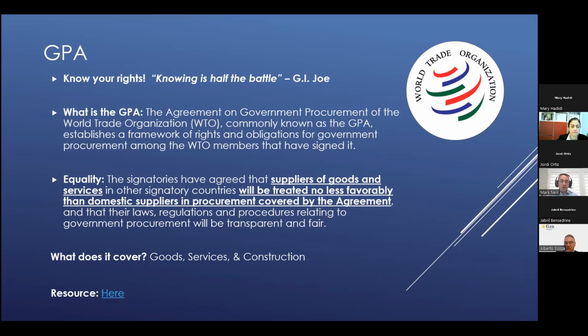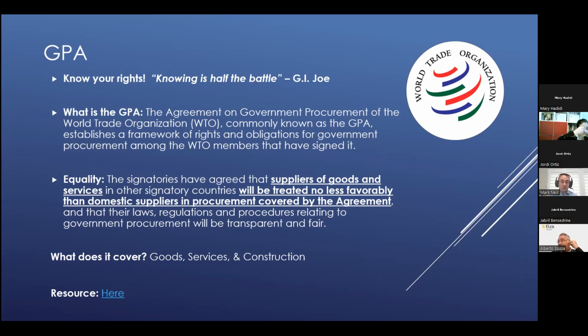So what does that mean? People who supply goods, services, construction works from signatory countries are treated no less favorably than domestic suppliers. Said differently, if a US-based company and a European company go head-to-head in a bid, they are both WTO countries, the GPA applies, and so both companies will be given similar considerations, not the same because there are differences, but very similar considerations when competing for public bids. And also that the process is to be transparent and fair. Now, those words can mean different things, but essentially people are treated the same. The rules are very similar. The playing field is meant to be level and very similar for each person.